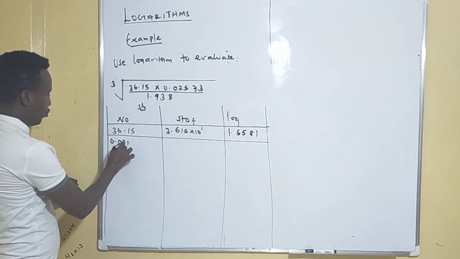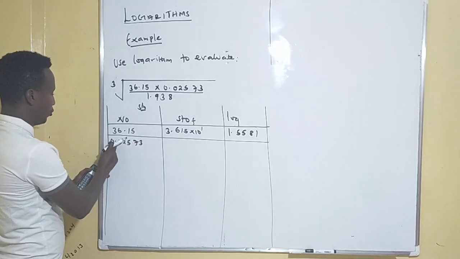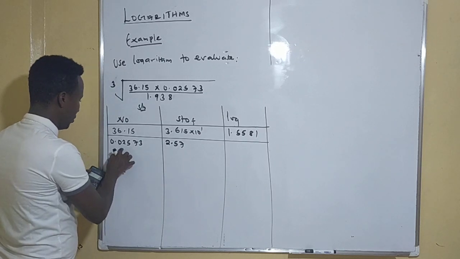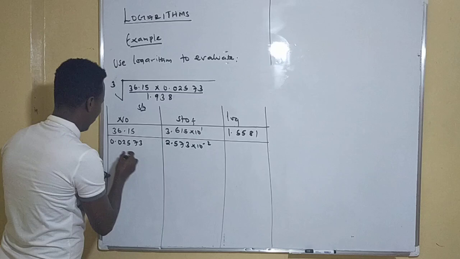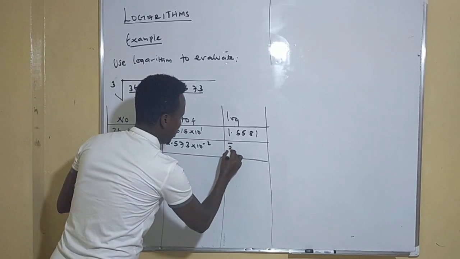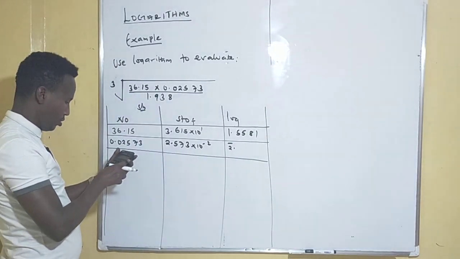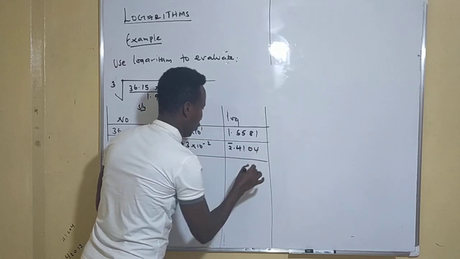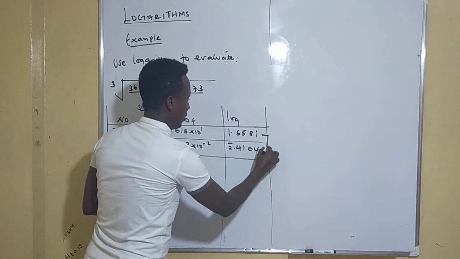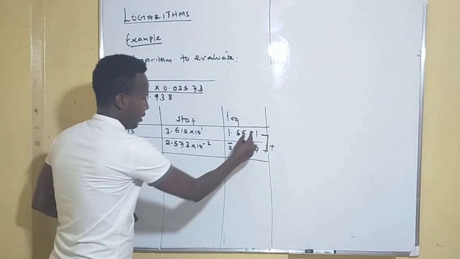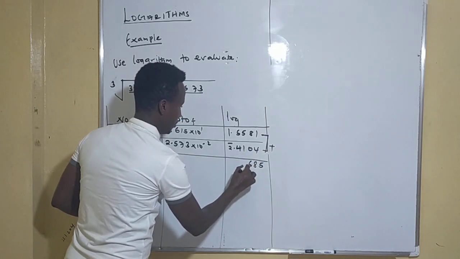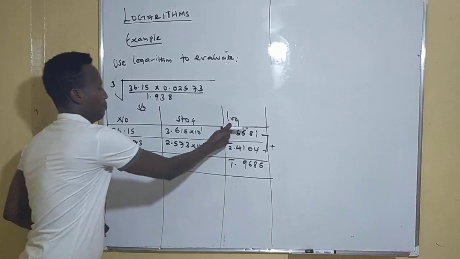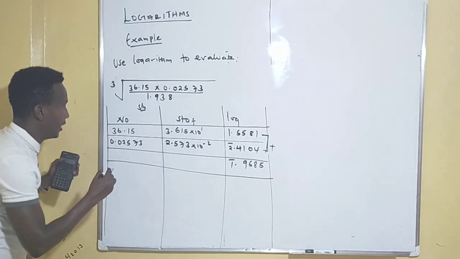We have 0.02573. In the standard form, it will be 2.573 times 10 to the power of negative 2. So I'll write here negative 2. Get for me the log of 2.573, okay? So that is 4104. So what are we going to do? We will add these two. Add them because we have multiplication as a relation. That gives 5869, with characteristic negative 1. Then we will proceed ahead and get the other one.